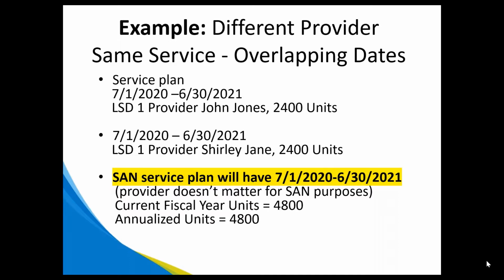The service plan is from July of 2020 to June of 2021. The service, LSD1, has two providers, both for 2,400 units. The SAN service plan will be from July 2020 to June 2021, but the provider doesn't matter for SAN purposes. So the current fiscal year units would be the 2,400 plus the 2,400 for each provider for a total of 4,800, and the annualized units would be 4,800.